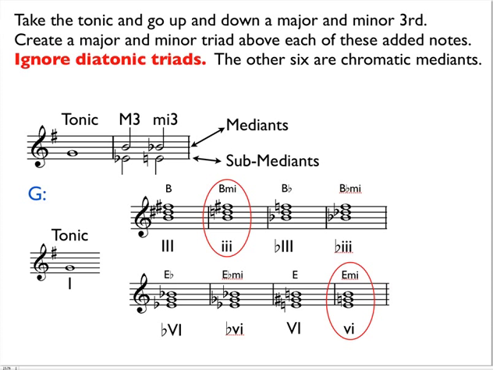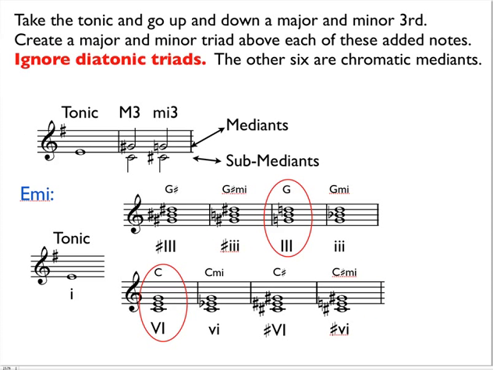Now take each of these new notes and treat them as the roots of both major and minor triads. Two of these chords are already diatonic triads, circled here in red, and the other 6 chords are the chromatic mediants. You can embellish the tonic harmony by going from the tonic chord to any chromatic mediant and back to the tonic chord. The effect is elegant but not disruptive to the harmonic flow.